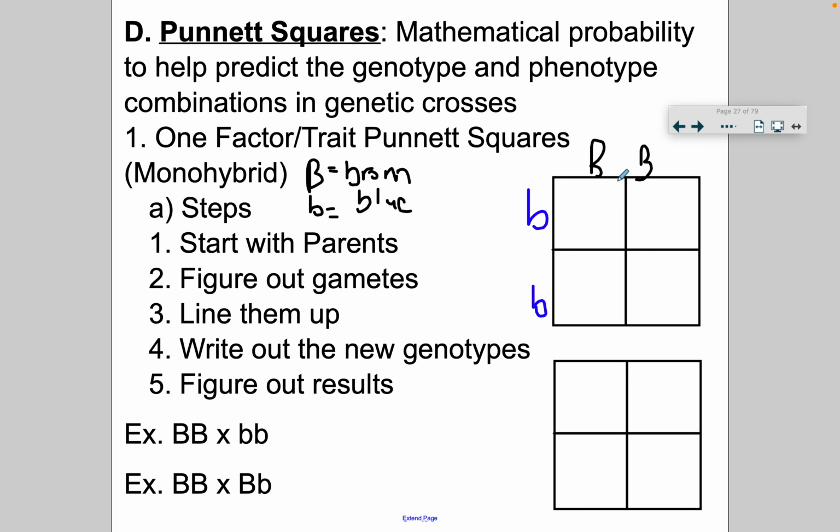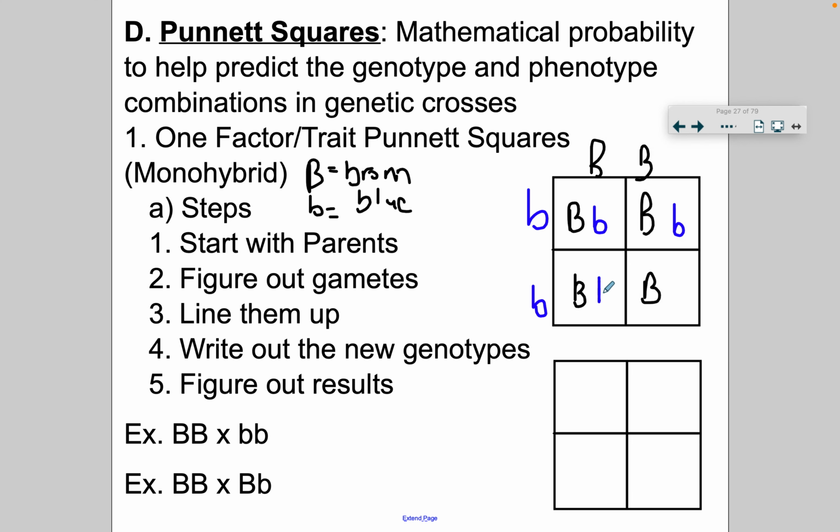Okay, so what you want to do is you're going to fill in the square. And in order to fill in the first square, you got to take a look at the letters that are at the top and off to the side. So this little b fills in this box and this box. And then this big B, put one here and here. All right, and then we're going to move on. Okay, so this big B, I'm going to put a big B here and here. And when you fill in your Punnett square, you always want to write with your capital letters first.